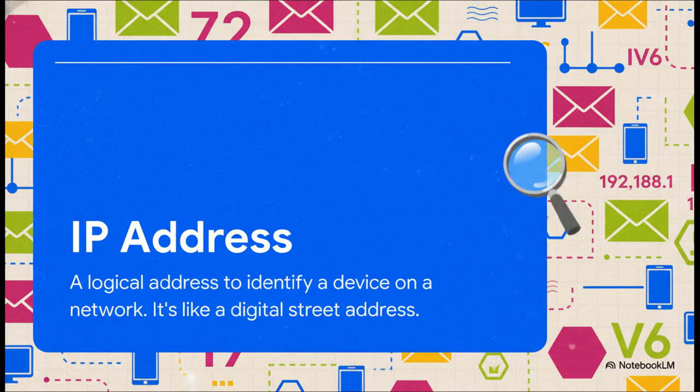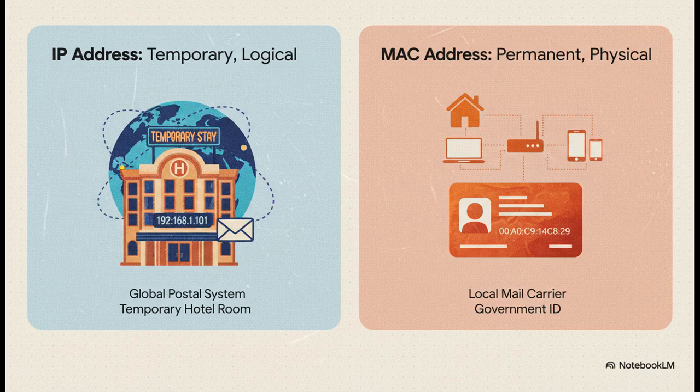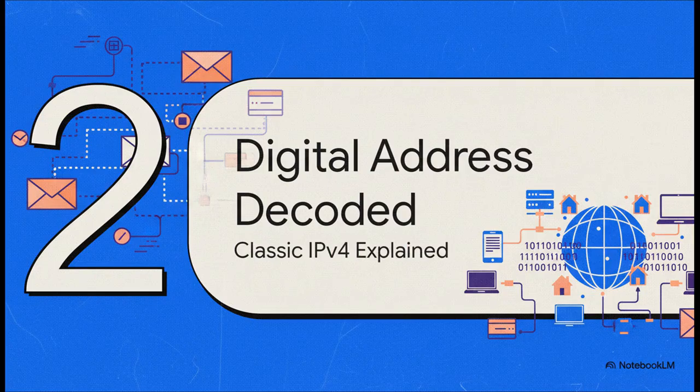But it's really important not to get it mixed up with another key address. Yeah, this is a super important distinction. Your MAC address is permanent. It's a physical ID that's literally burned into your device's hardware, kind of like a serial number. Your IP address, though, that's temporary. It changes. It's given to you by whatever network you're on at the moment. Think of it this way. Your IP address is like your hotel room number. It's only valid while you're there. Your MAC address is like your driver's license. It's always you.